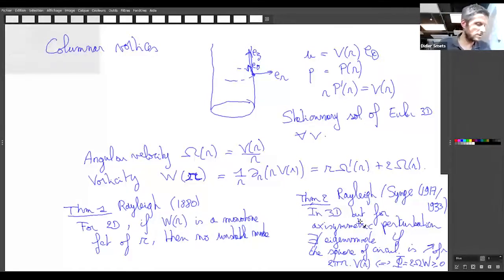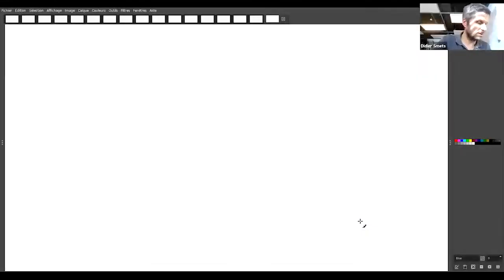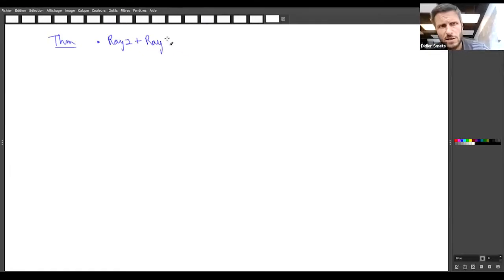So let me maybe state the theorem. If I can find it back in my notes, and then I will say a few words about the proof, and we'll go back to the first slides of this lecture. So the theorem is the following. I'm going to assume that we have Rayleigh 1 plus Rayleigh 2. Well, no, sorry. I said I will make some clean assumptions, so let me make some clean assumptions.